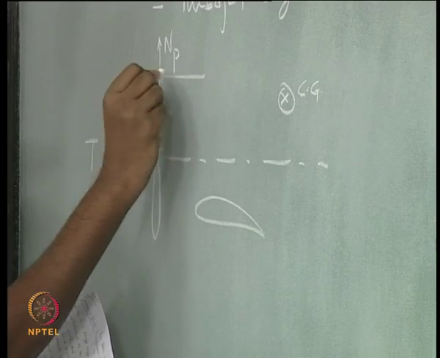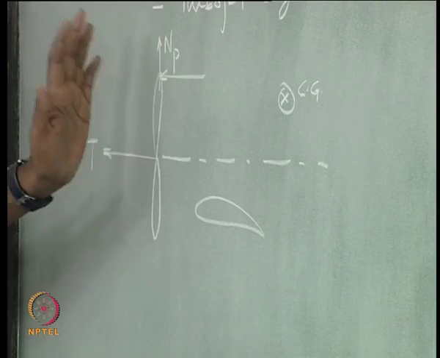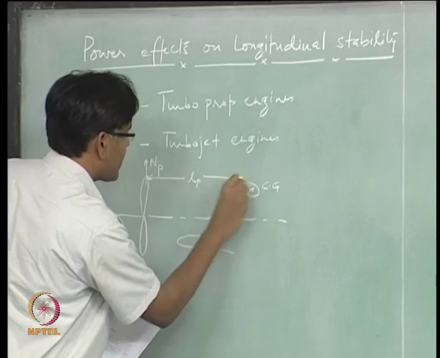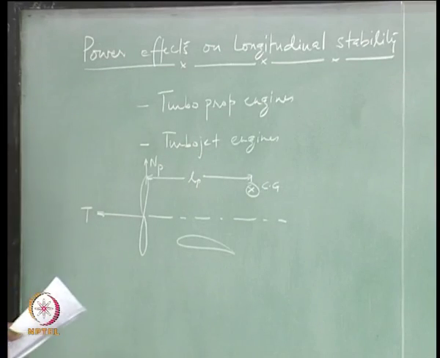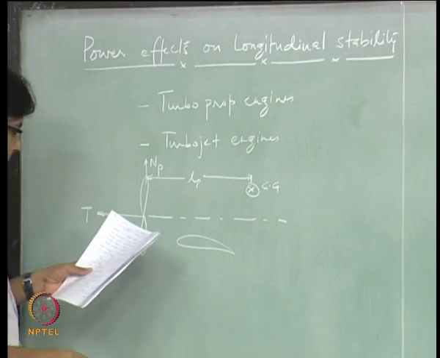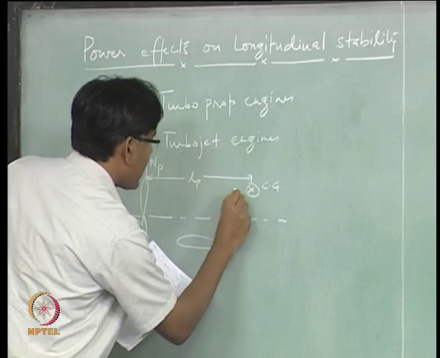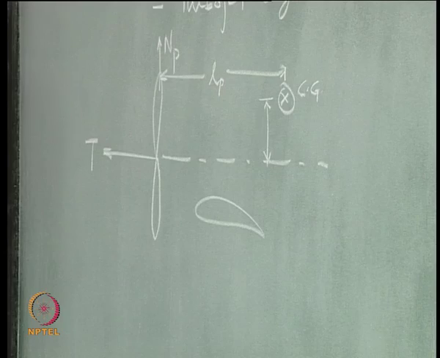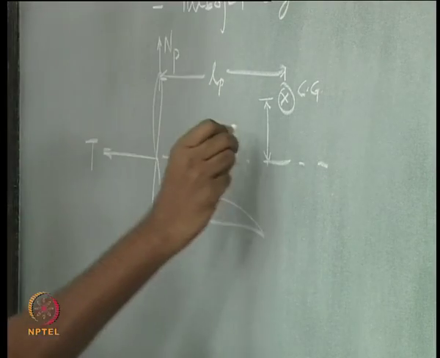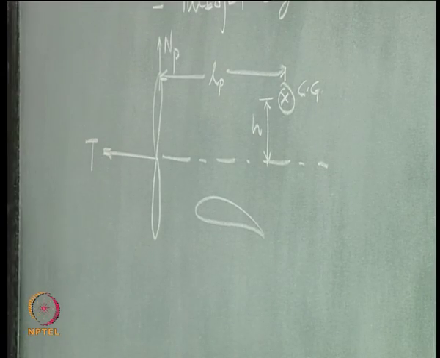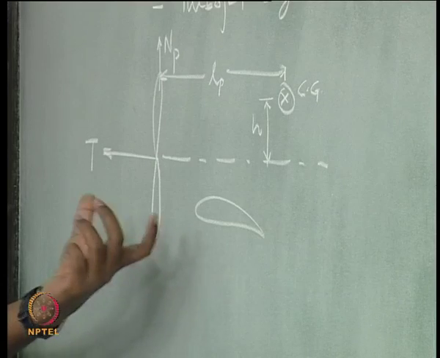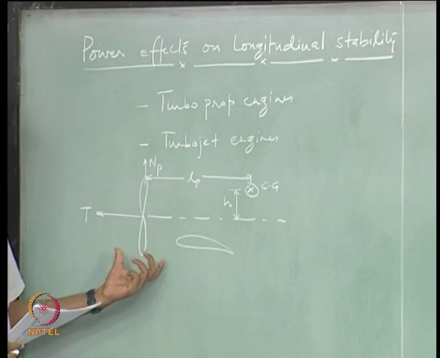and the distance of this plane, which is the propeller disc plane, from the CG is LP, and the thrust line is lying below CG at a distance h. Okay, so see here that the propeller is lying in the upwash region of the wing. Right.